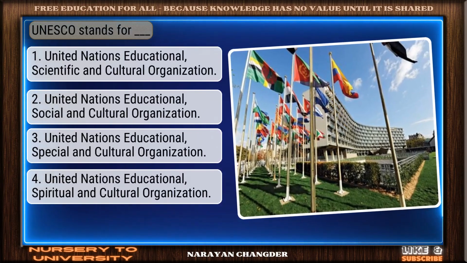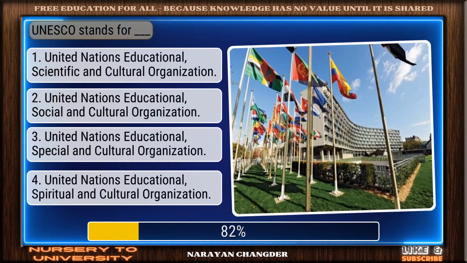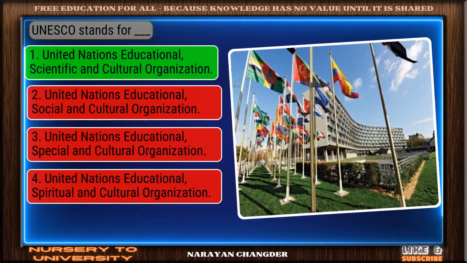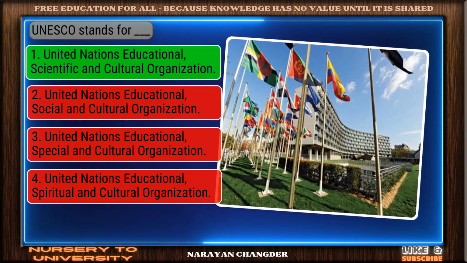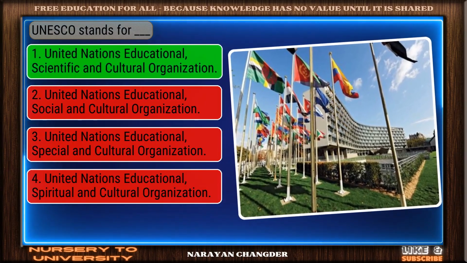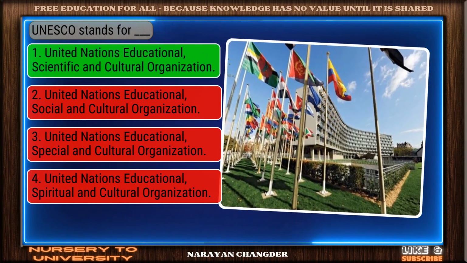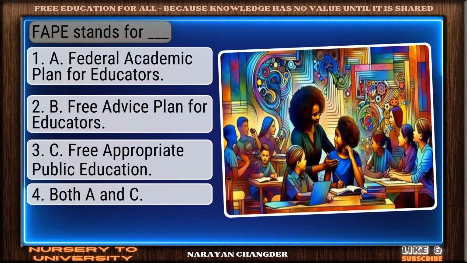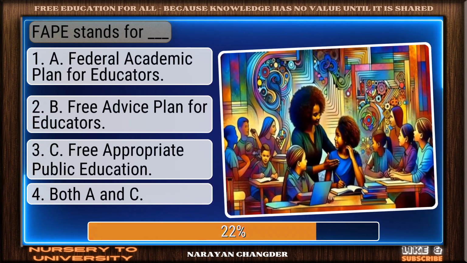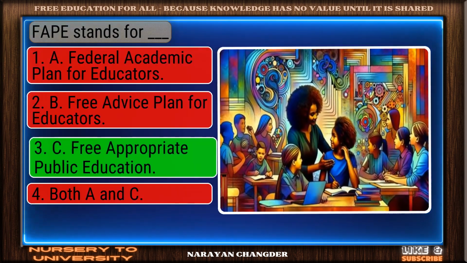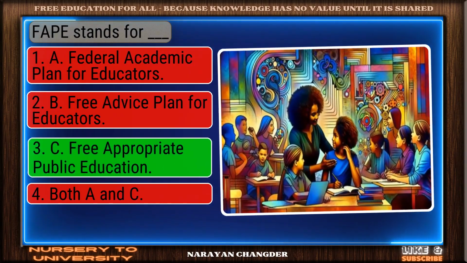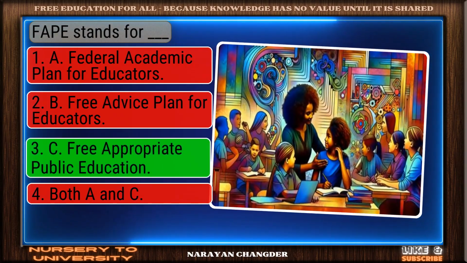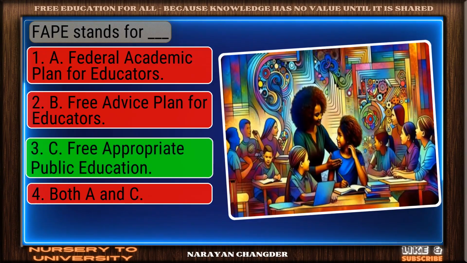UNESCO stands for dash. Bravo. United Nations Educational, Scientific, and Cultural Organization is the answer. FAPE stands for dash. Clear logic. Your choice C. Free appropriate public education is sound and 100% true.